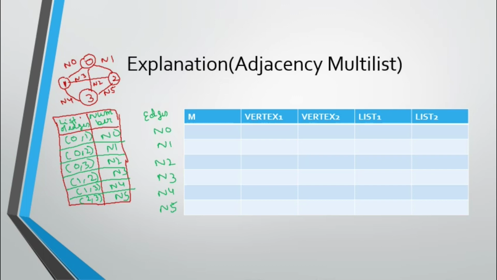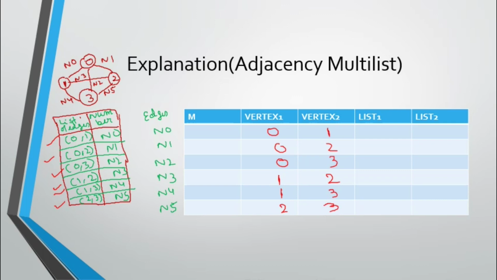Now vertex 1 and vertex 2. We're going to start filling this table and understand. The first one is 0 and 1, so vertex 1 is 0 and vertex 2 is 1. Let me write it in a split way so that it is easily visible. Similarly, fill all these vertices: 0 to 2, 0 to 3, then 1 to 2, 1 to 3, and 2 to 3, the last one.